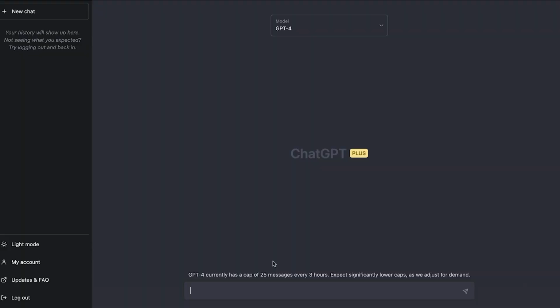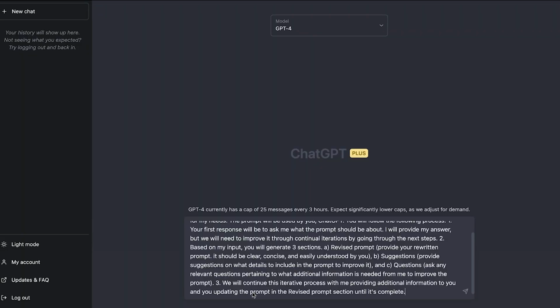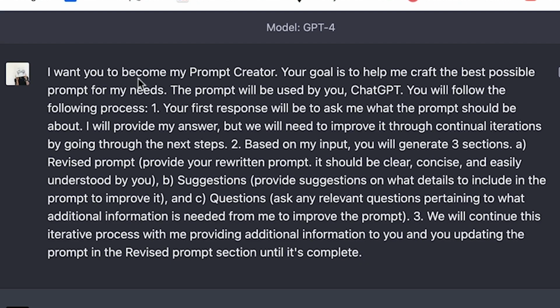Let's give it a go. Okay, so let's put the prompt in and go from there. So the prompt is, I want you to become my prompt creator. Your goal is to help me craft the best possible prompt for my needs. The prompt will be used by you, ChatGPT. You will follow the following process.